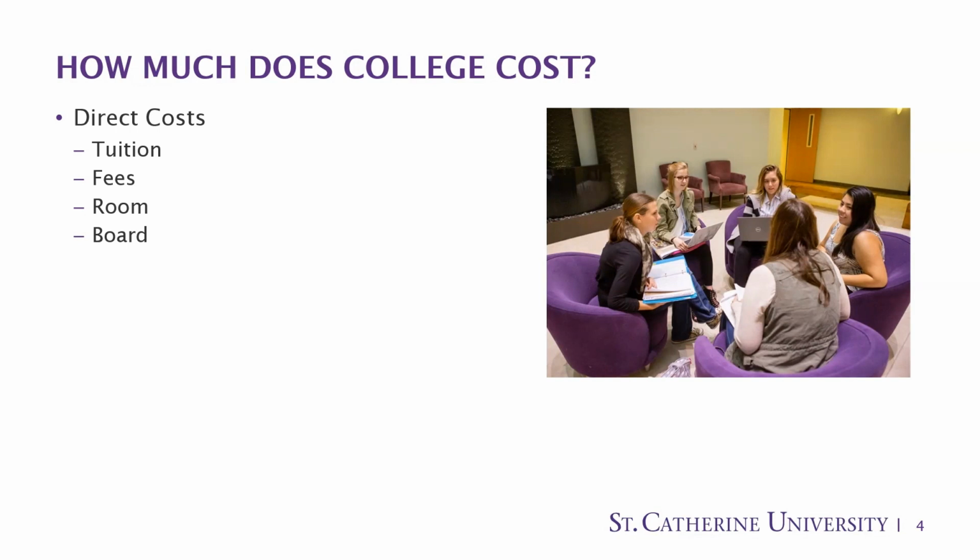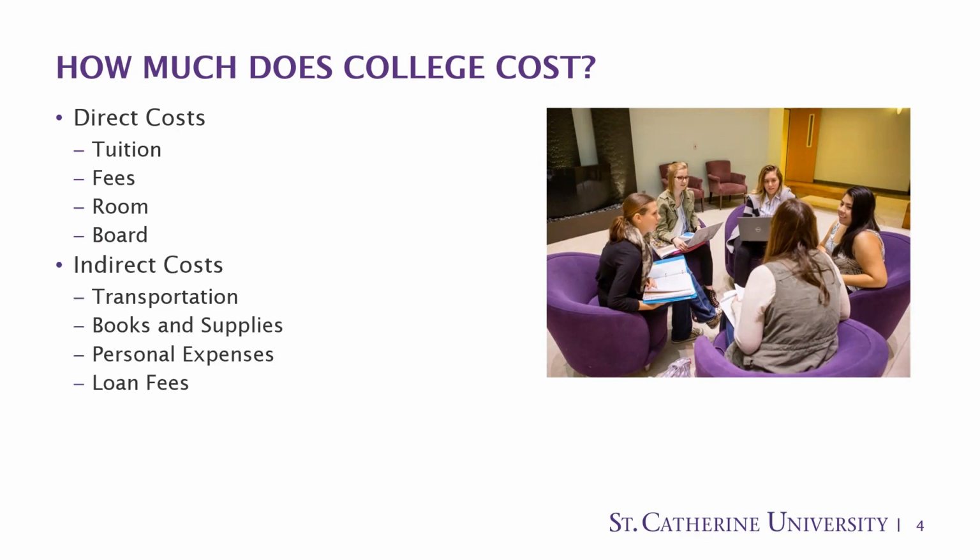Housing is not required at St. Kate's, so in the event a student chooses to commute to St. Kate's and live off campus, there are no housing charges applied. However, commuter students do have to pay for a commuter meal plan here at St. Kate's, which is $100 per semester. We will look more at this on the next couple of slides.